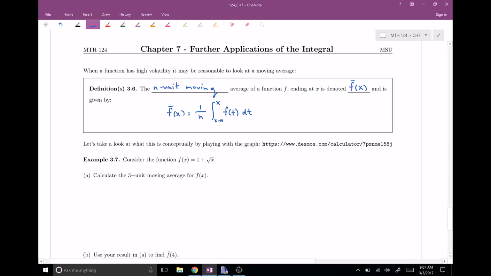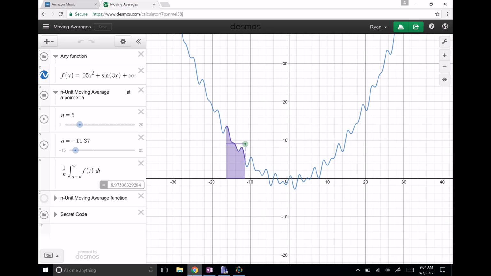Okay. So this is our definition, and I find that this is a pretty confusing definition, right? And so in order to see what this actually means, what this is doing, I'd like to play a little bit with a moving average on this Desmos calculator, so I actually have it all brought up for us. Here it is. And so I have any old function.